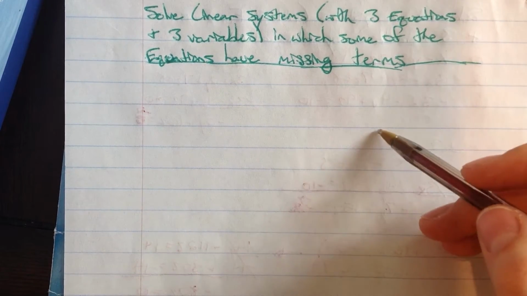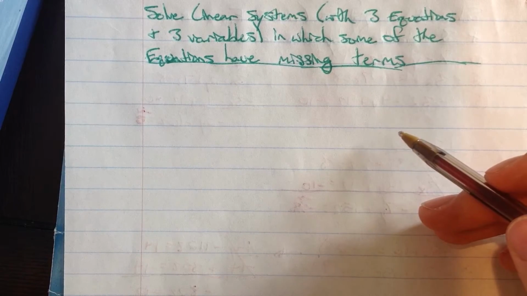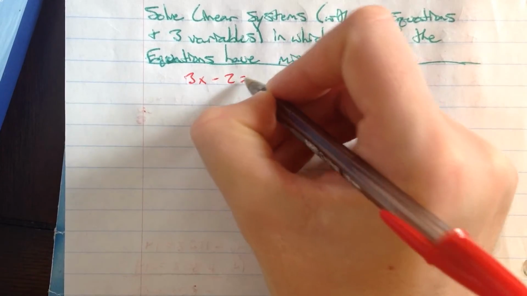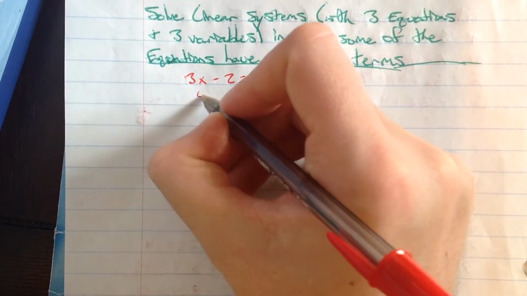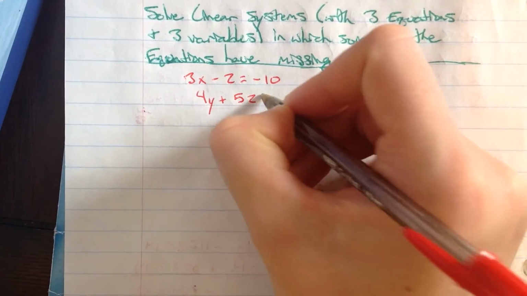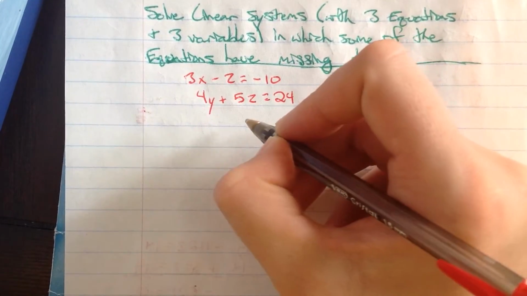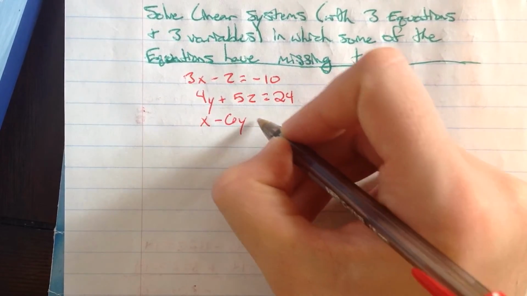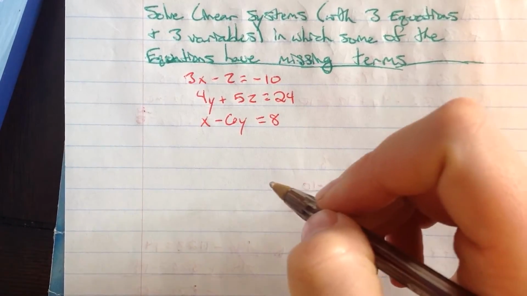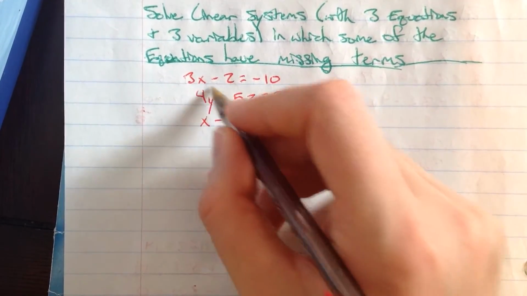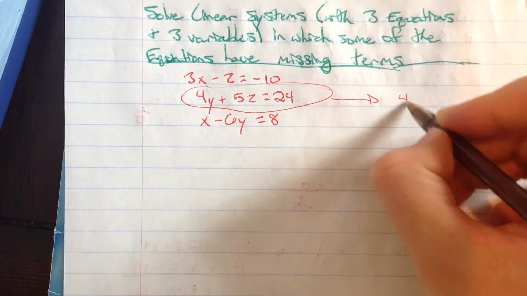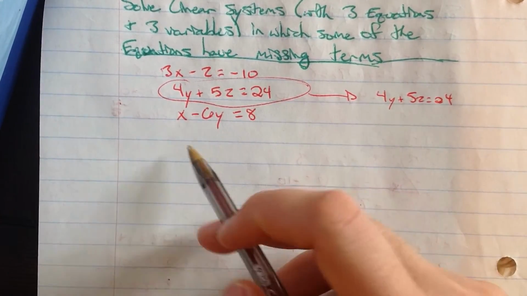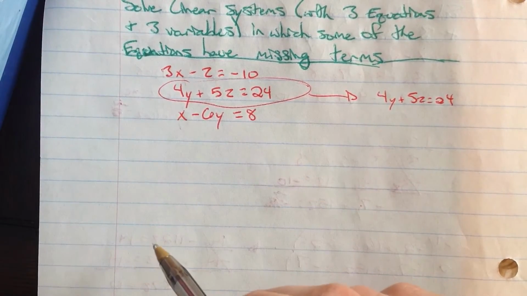Solving linear systems with three equations and three variables in which some of the equations have missing terms. So say I'm given 3x minus z equals negative 10, 4y plus 5z equals 24, and x minus 6y equals 8. So let's say we took this equation out. So we have 4y plus 5z equals 24, just rewriting it.